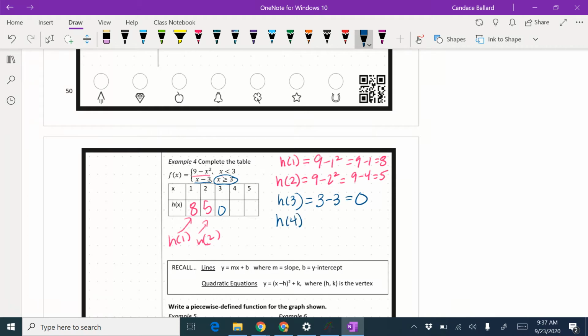Next, we're going to do h of 4. So 4 is greater than or equal to 3, so it goes in the bottom branch. So I do 4 minus 3, which is 1. And then h of 5, again, it would go into the bottom branch. So I've got 5 minus 3, which is 2.